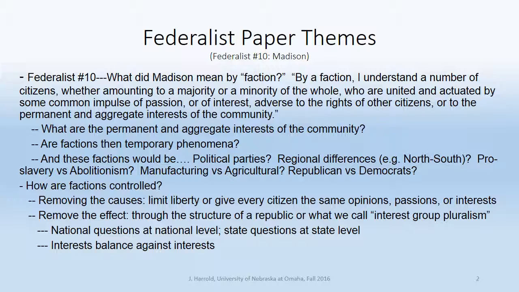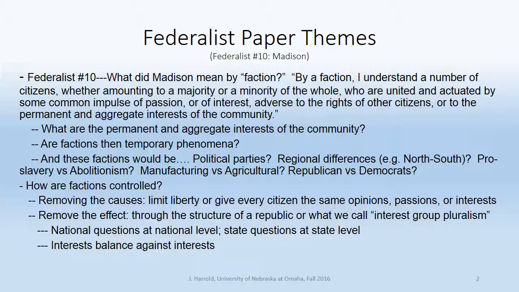And then, how are these factions controlled? Well, Madison pointed to two ways you could control factions, and he said you could remove the causes or remove the effect. And when he said remove the causes, what he really meant was you could just say, let's limit or destroy liberty, and that would mean you'd have an authoritarian government. Or you could give every citizen the same opinions, passions, or interests.